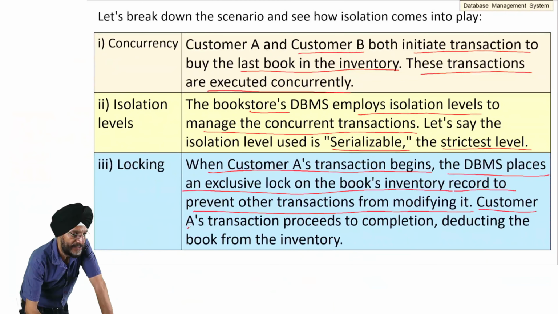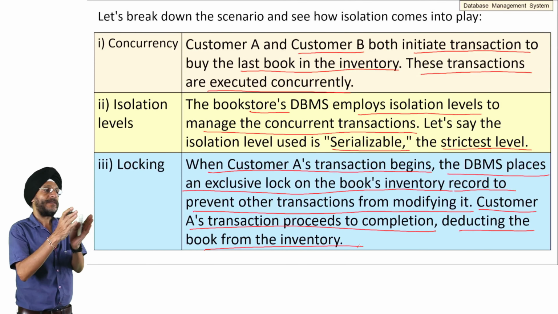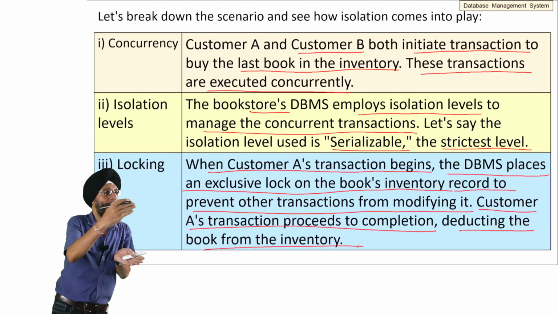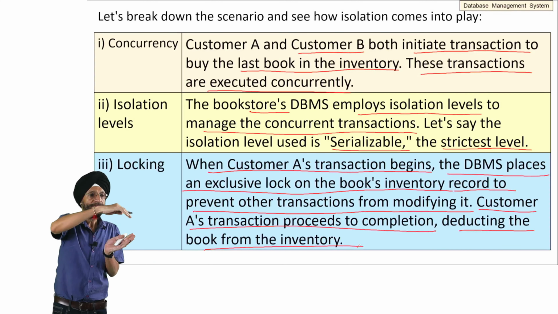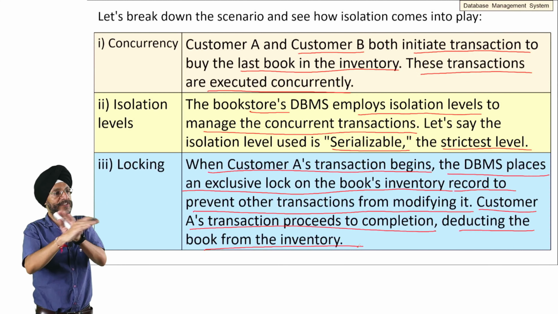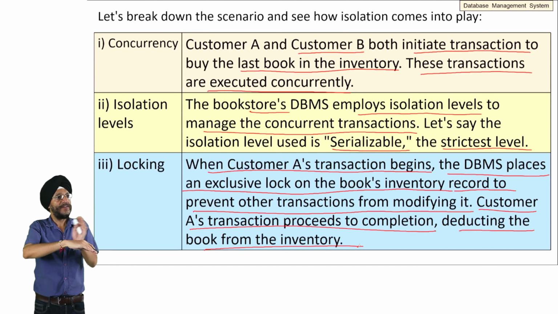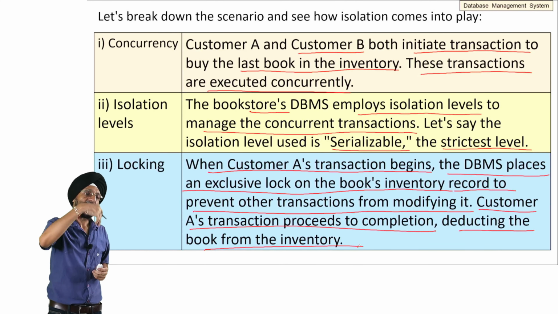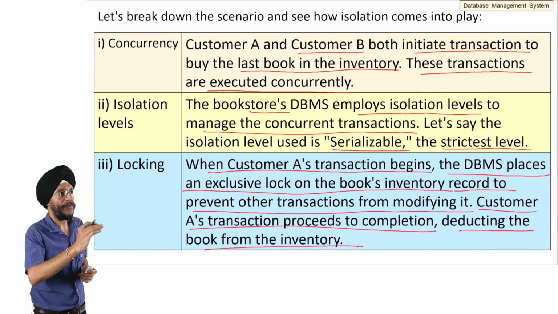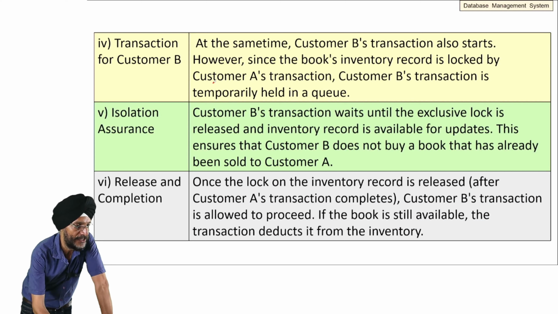Customer A's transaction proceeds to completion, deducting the book from the inventory. When A has purchased the book by making payment, A's transaction is complete, and when the order stands placed, the inventory which is being shown online will be deducted. That is, if there was only one book, the same will be deducted from inventory and the zero balance will be shown. Next, the transaction for customer B.